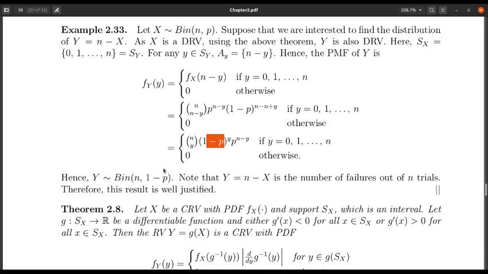The other logic also tells us that this should be the distribution of Y, and using this particular transformation technique we have shown that we get the same thing. I stop here for this lecture. In the next lecture we will see how to do the same kind of thing with continuous random variables.